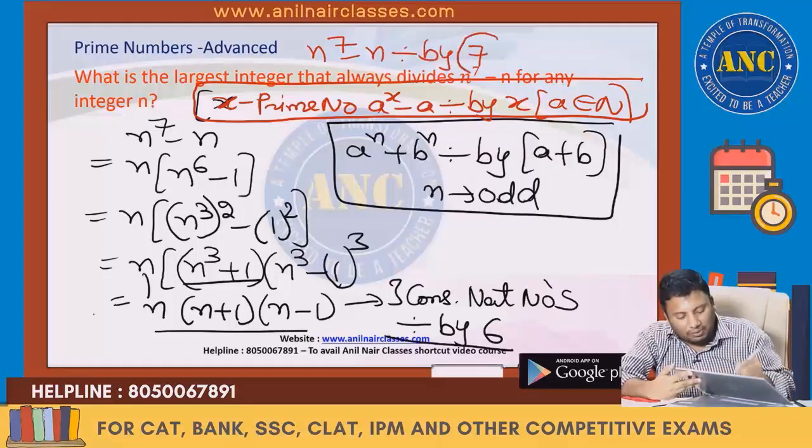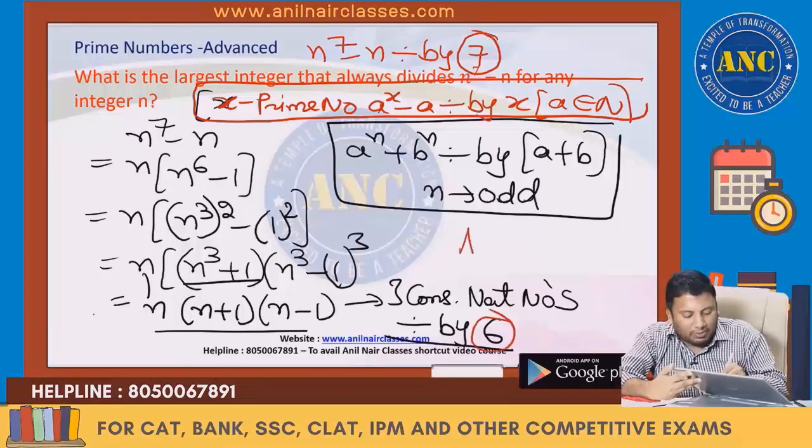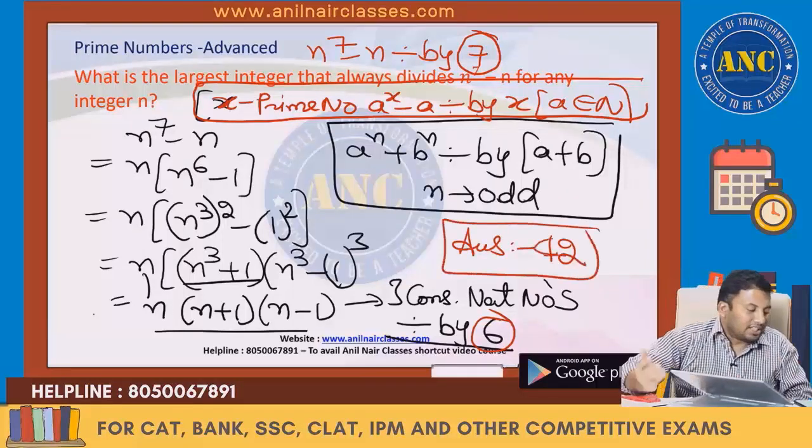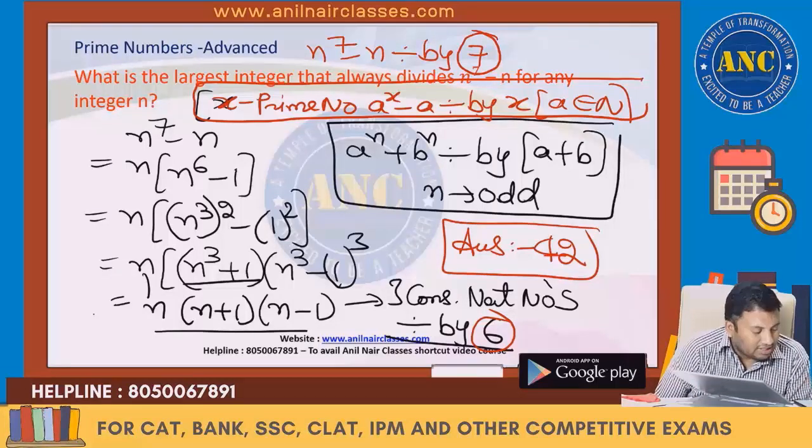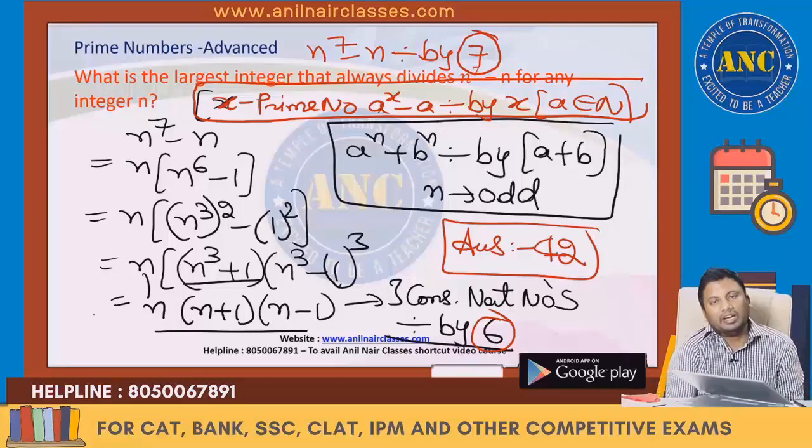It is divisible by 7. It is divisible by 6. Answer for this question is 7 into 6, which is 42. I hope the idea is clear.